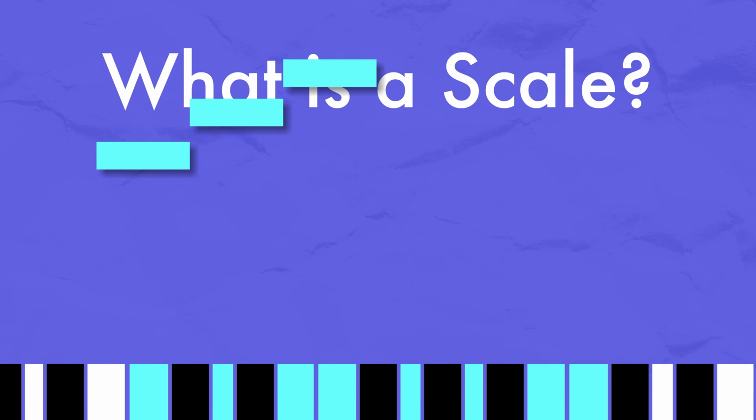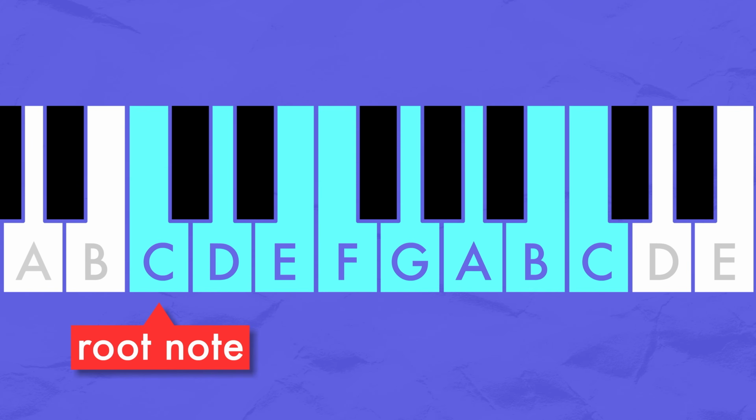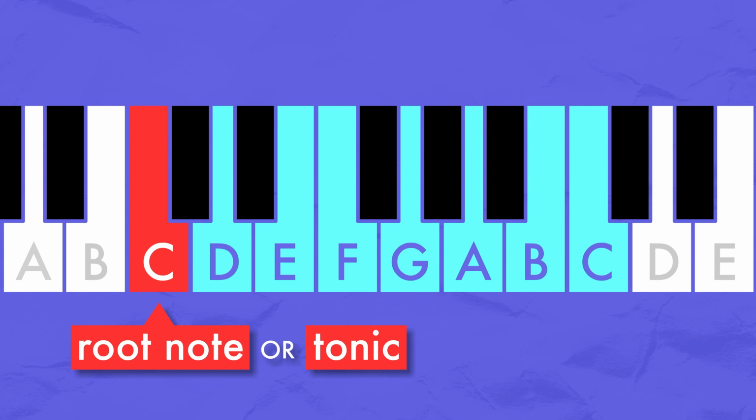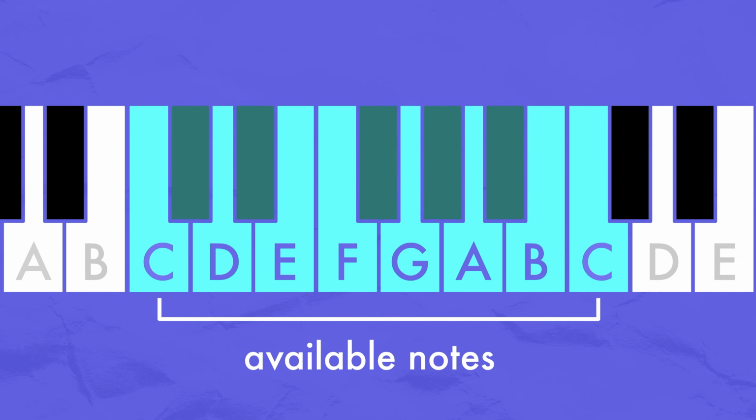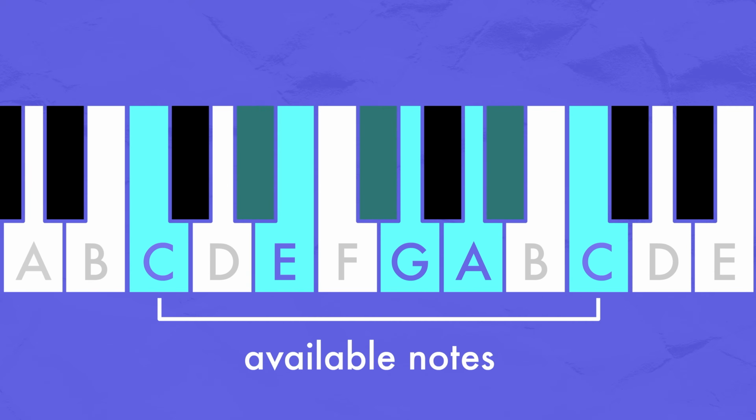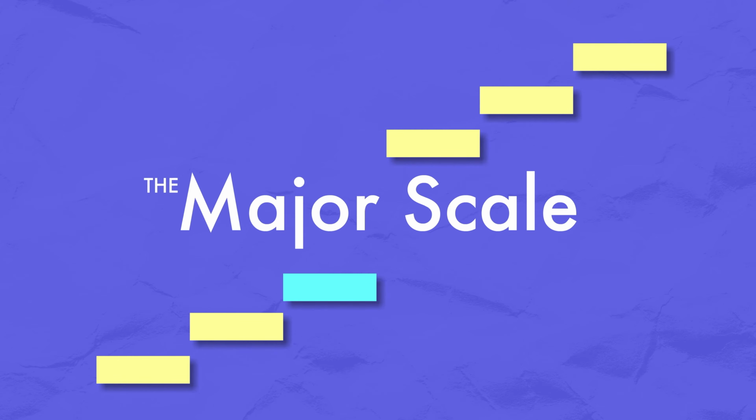A scale is a series of notes starting from the root note or tonic and going up to the same note an octave above. Each type of scale uses a different set of notes from the 12 semitones available within that octave gap, and they may also use a different number of them as well, as we'll see later. In that case, we need a pattern or a formula for each type of scale to know which notes belong in our scale. So let's start by looking at the most common scale, the major scale.